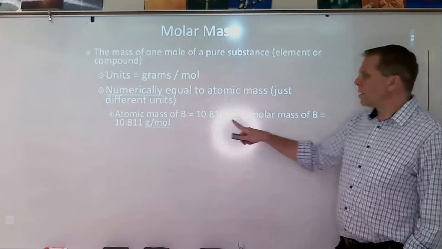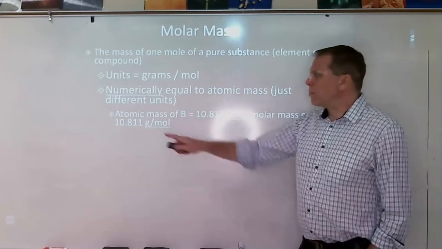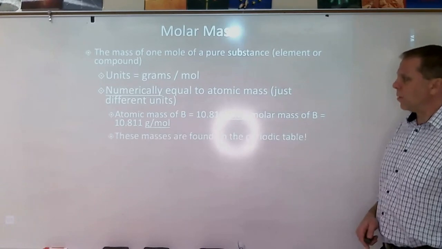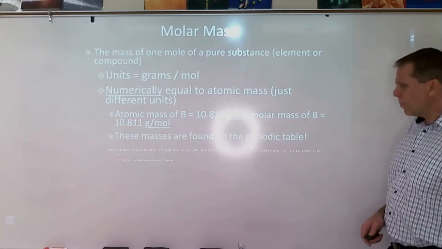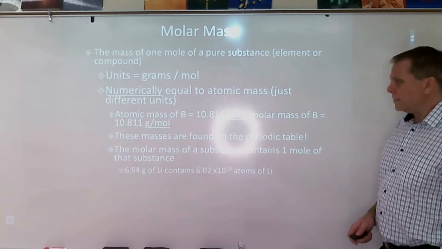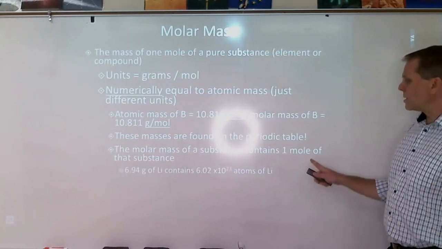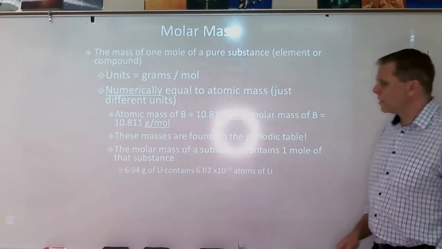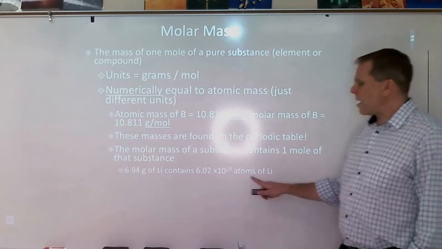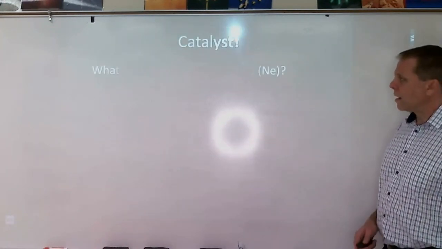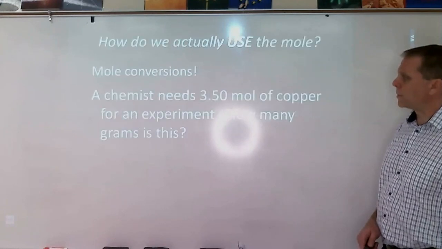Atomic mass of boron is 10.811 AMU, but the molar mass of boron is 10.811 grams in a mole, right? Grams per mole. But they're found on the periodic table, and if we wanted to talk about how many atoms are in a mole of something, we just use Avogadro's number. 6.022 times 10 to the 23rd atoms of lithium are in 6.94 grams of lithium, for instance. All right, we're going to skip through that.